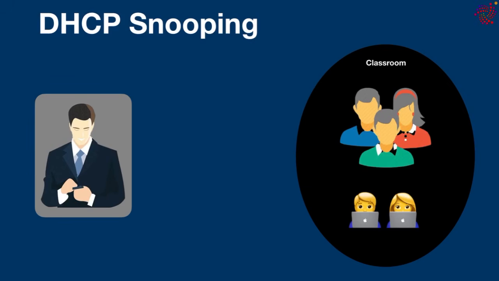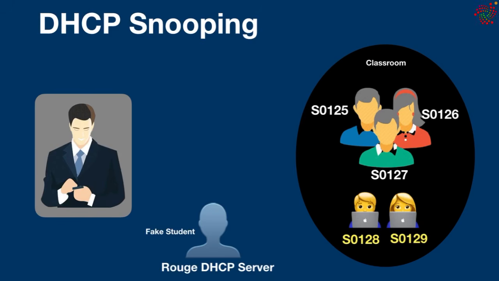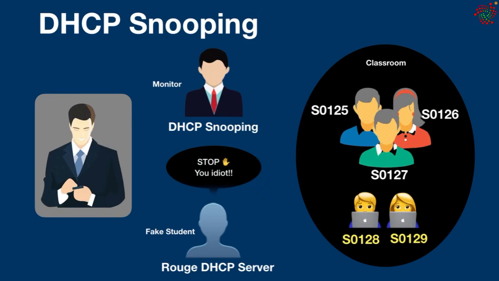A real life example could be like this. Imagine you are in a classroom. Teacher assigns roll numbers and everything looks organized. But suddenly, a student starts giving fake roll numbers to others. This is where the chaos begins. That fake student is like a rogue DHCP server. And DHCP snooping is the monitor who stops that student immediately.